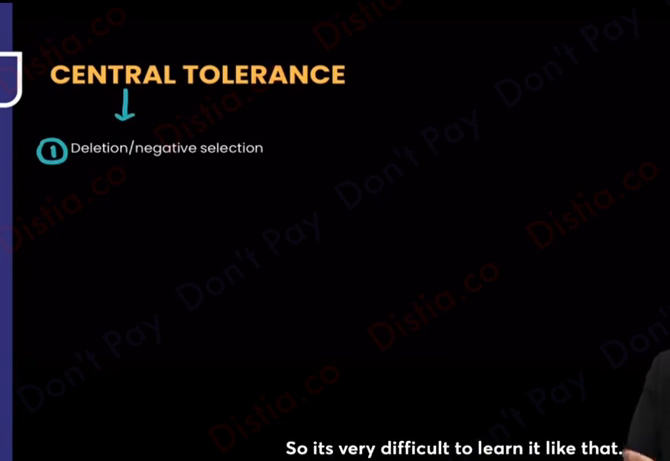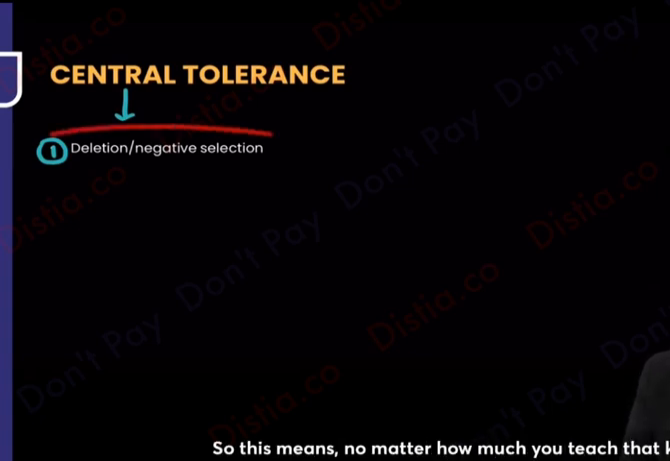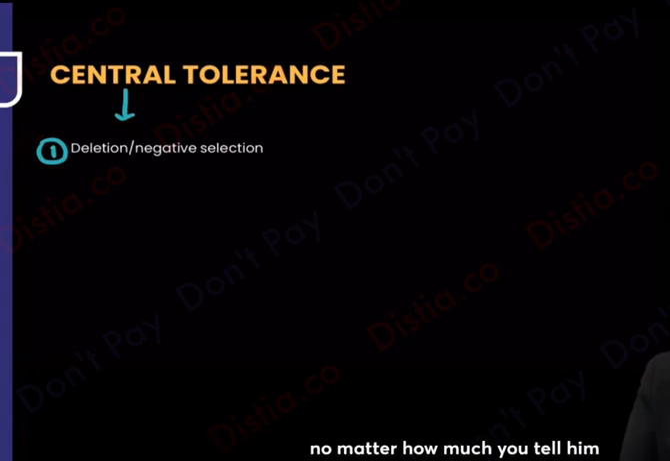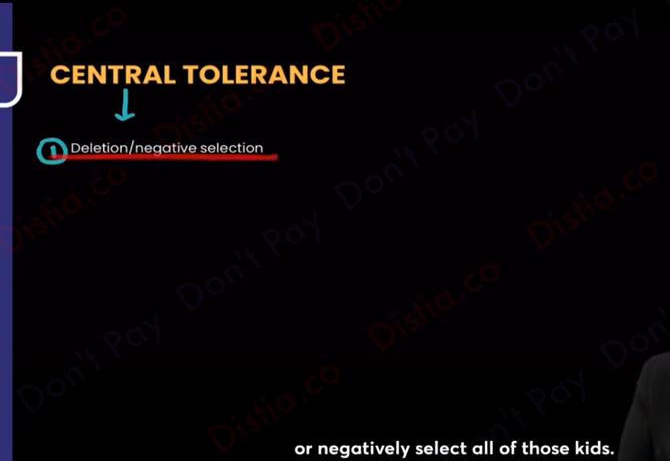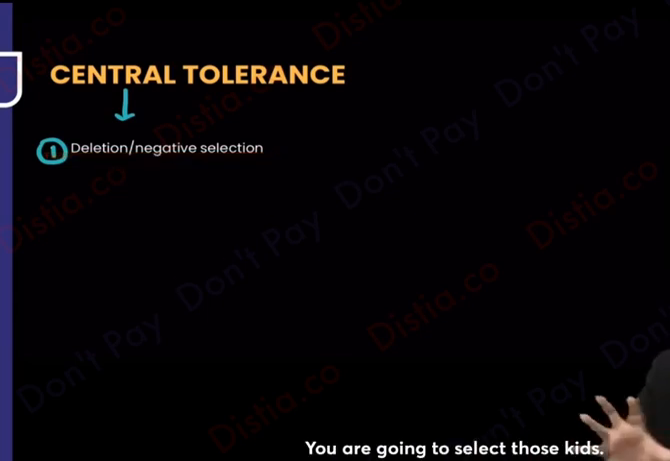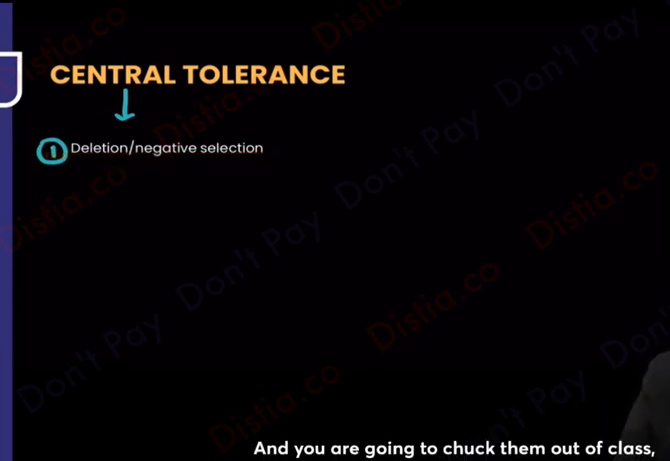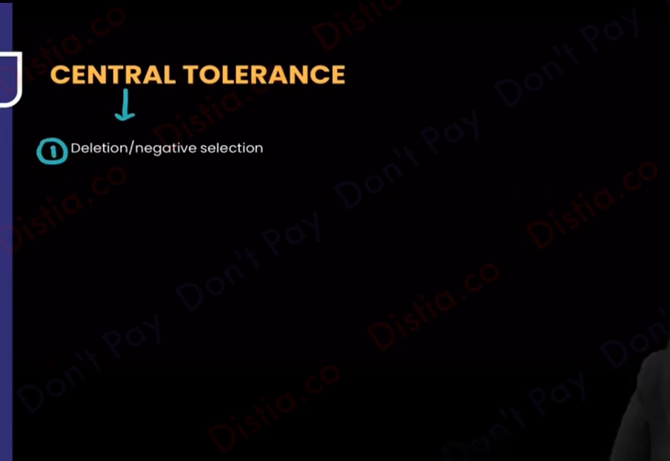What does that mean? It's very difficult to learn it like that. Like I said, we are going to do it with the help of a school mnemonic so that it becomes easier. So when you're talking about a school, you will always have some student who will be very, very naughty in school, who is not going to listen, right? No matter how much you teach that kid, no matter how much you tell him that he doesn't have to do any mischief, he will always be naughty. He will not listen. He will break desks in the class. He will do a lot of naughty things, right? So first you are going to delete or negatively select all of those kids. You're going to select those kids and you're going to chuck them out of class, that you are creating too much of nuisance. Let me chuck you out of class.